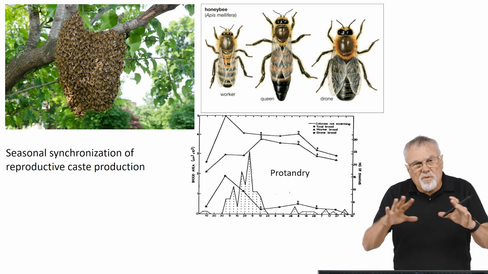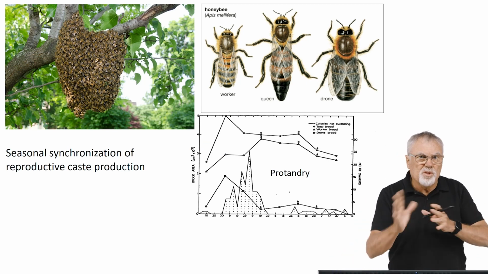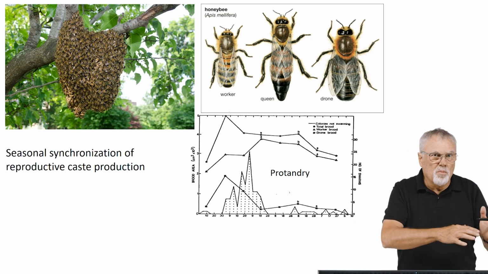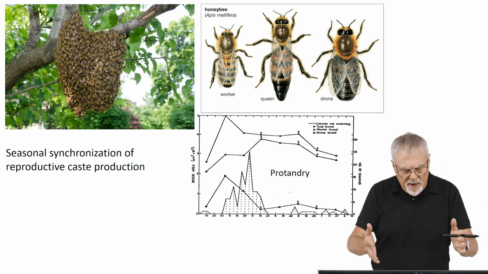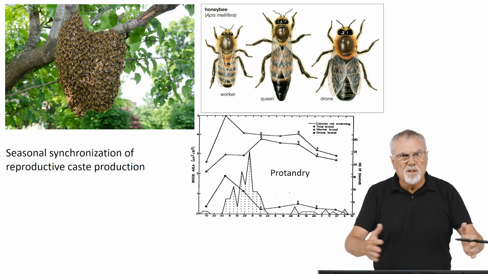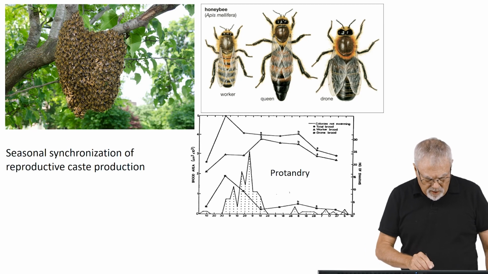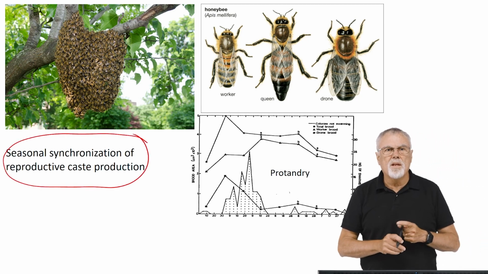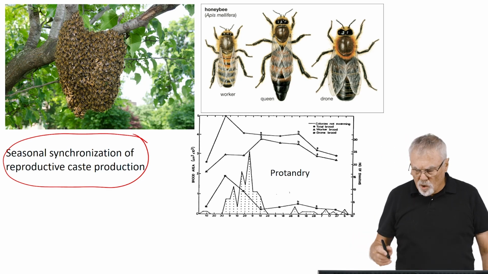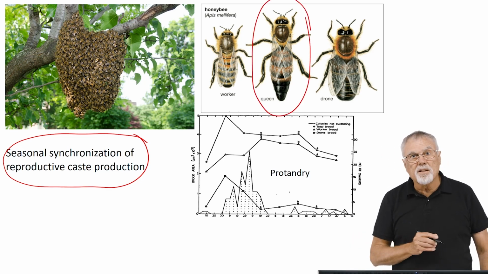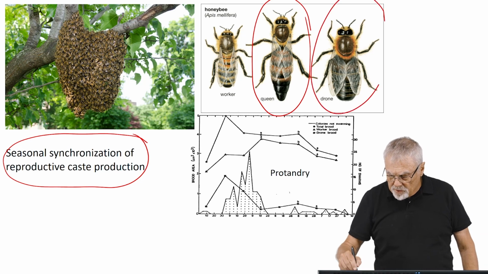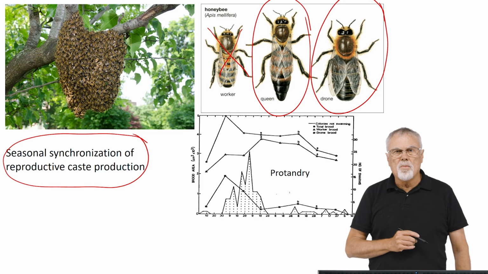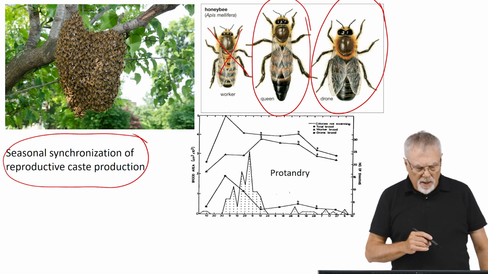You see other levels of organization. So you have the organization being, you have individuals who are primary reproductives and those that are not. But then you have that organized into a broader structure that includes the seasonal synchronization of the production of the reproductive castes. So we have the queen, she's a reproductive, and we have the males, the drones, and they are reproductives. The workers are normally not reproductives.